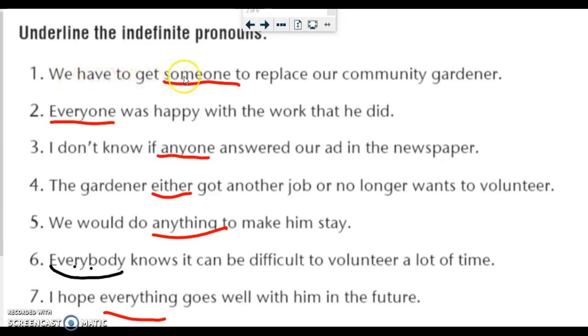We have to get someone to replace our community garden. We have to have everyone was happy with the work they did. So we don't know who everyone is. We don't know who someone is. We don't know who anyone is. So it's not being very specific.